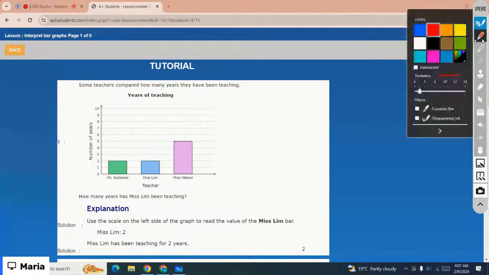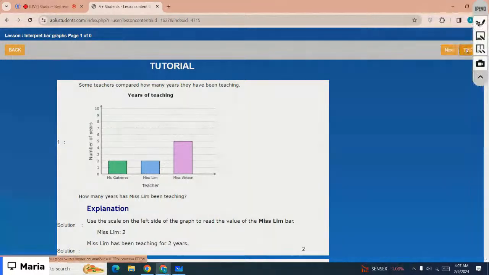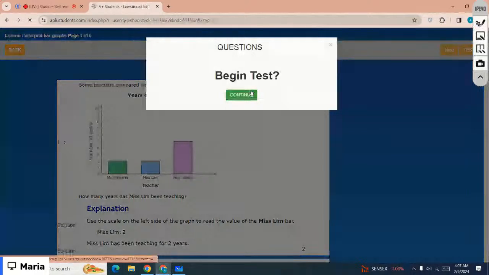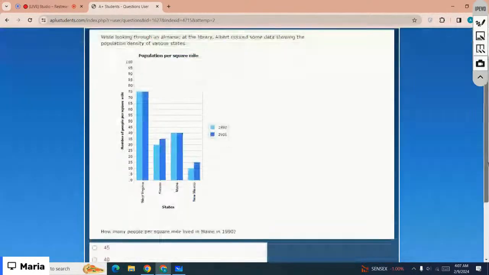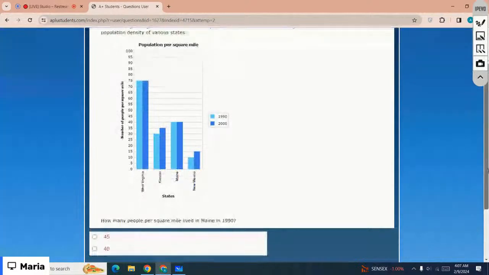Let's just start with the test question. While looking through an almanac at the library, Albert noticed some data showing the population density of various states, right? So here you are given the bar graphs that show the data of the various states. Okay, how many people per square mile lived in Maine in 1990?